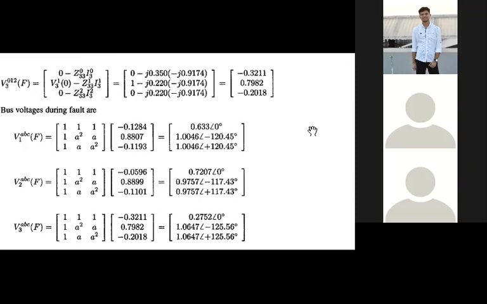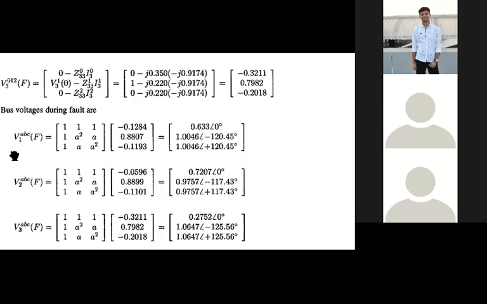So you have done the fault current calculation in the fault bus 3. You have done all the bus voltage calculation, voltage during fault, right, in ABC domain. Now what is remaining? Fault current? No, fault current is already done, my bad. That is actually line current. Line current during fault, right?